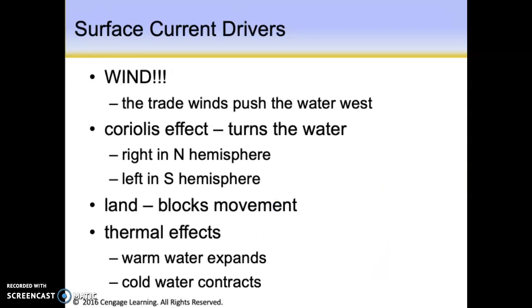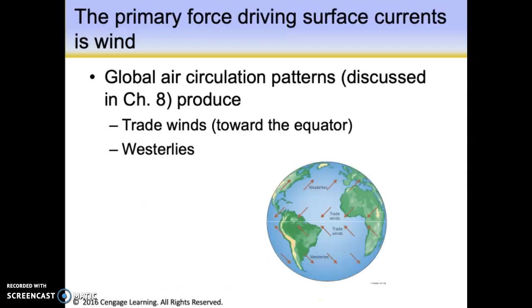Also going back to Chapter 8, you remember we talked about the Coriolis effect. And the Coriolis effect is going to cause that moving water to turn. In the northern hemisphere, it will turn to the right, and in the southern hemisphere, it will turn to the left. If we go back to this slide, you'll notice that the wind moving along the equator toward the west, if you're north of the equator, you're going to be turning to the right and headed slightly to the northwest.